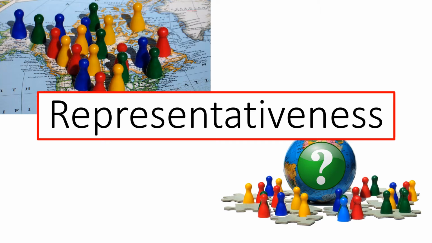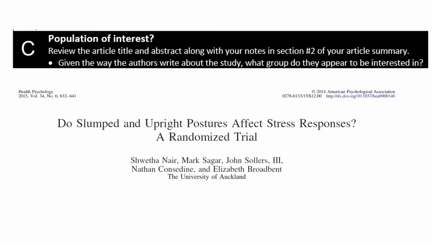Before we get that deep though, it might be helpful if I walk you through how to figure out the population and what to consider to determine the representativeness. I'll continue using the slumped and upright postures article to demonstrate how to apply the concepts and think through the related ideas. It's somewhat unusual for an article to include a statement like, "the population of interest was," so we usually have to draw a conclusion based on the way they talk about the study in the title and the abstract, and in explaining the focus of the study.